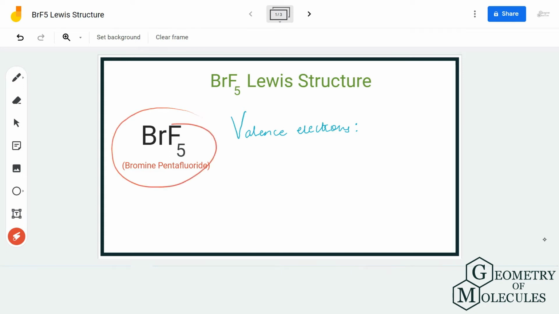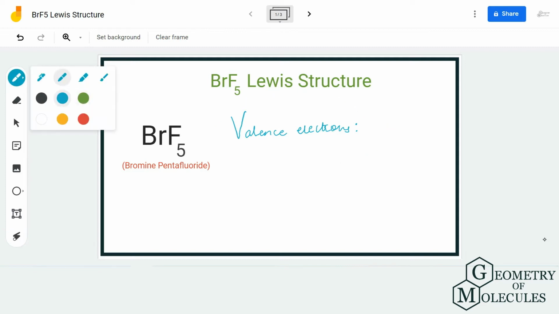In today's video we are going to help you determine the Lewis structure for BrF5, which has a chemical name of Bromine Pentafluoride. To start with its Lewis structure, we first need to know the total number of valence electrons for this molecule. Now we have one atom of bromine and 5 atoms of fluorine, and both bromine and fluorine have 7 valence electrons in their outer shell, which means we have a total of 42 valence electrons for this molecule.